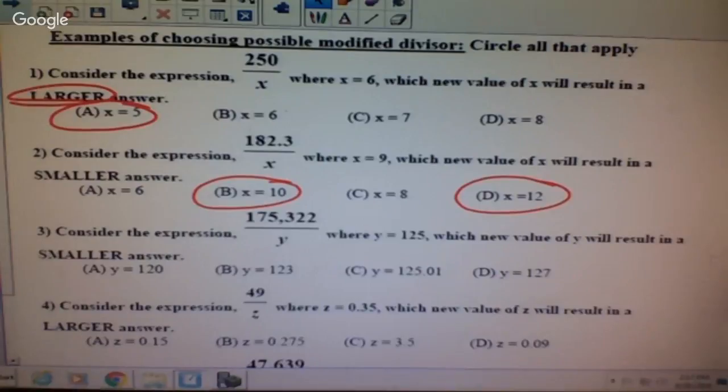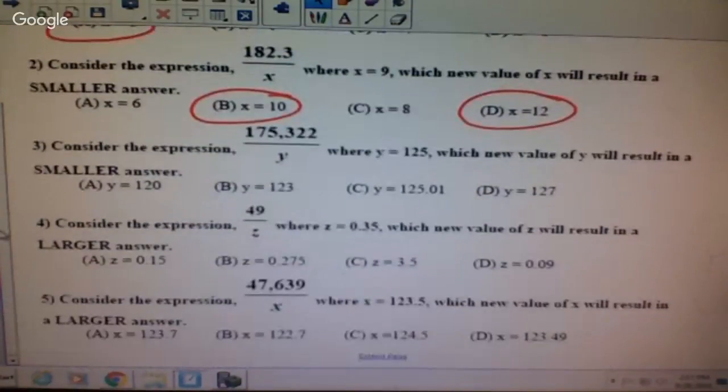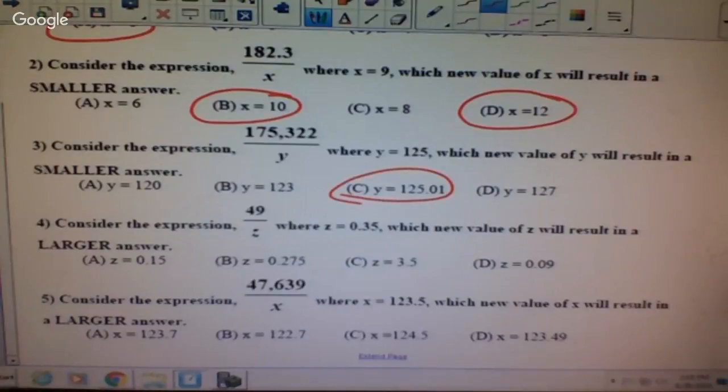Number 3. I start at 125. I want to go smaller. So 125 has to get bigger. C and D. C only went up by 0.01, but it still went up. It's still a difference. And D also works with 127.